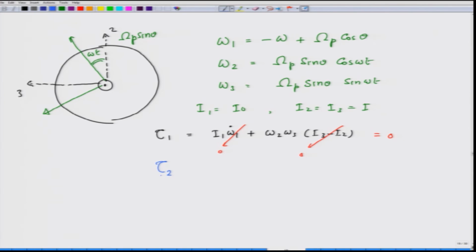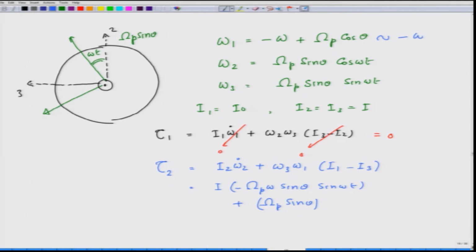Tau 2 is equal to I2 omega 2 dot plus omega 3 omega 1 times I1 minus I3, which is equal to I2, which is I, omega 2 dot is going to be minus omega p omega sine theta sine omega t, plus omega 3, which is omega p sine theta, times omega 1, and since omega p is very small, as we saw in the experiment, I am going to take this as minus omega, times minus omega times I1 minus I3. I1 is I0 minus I.